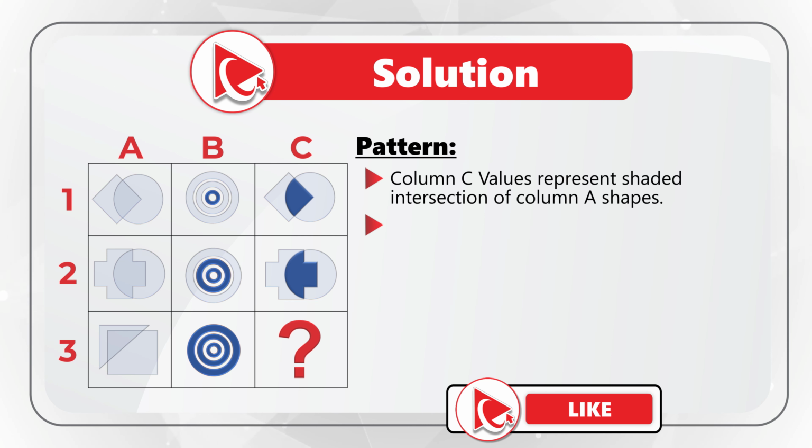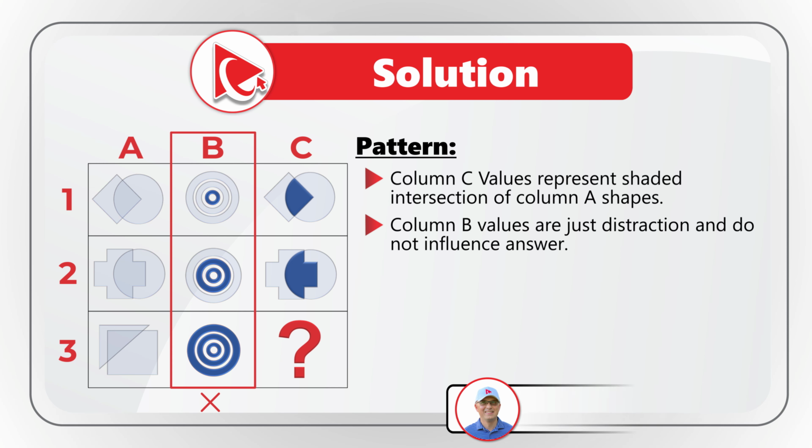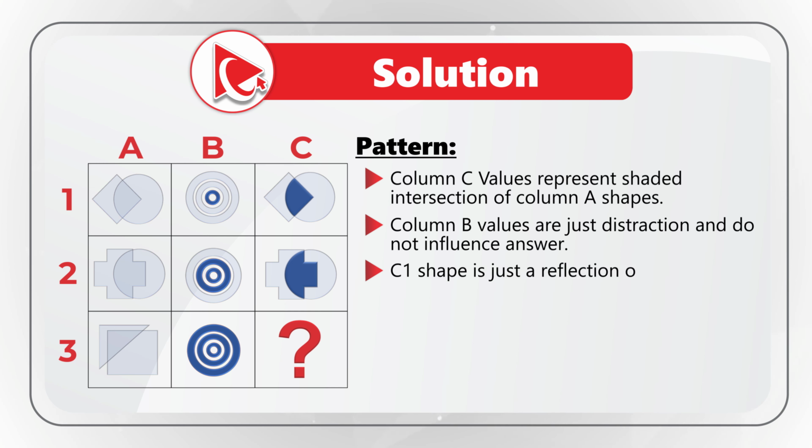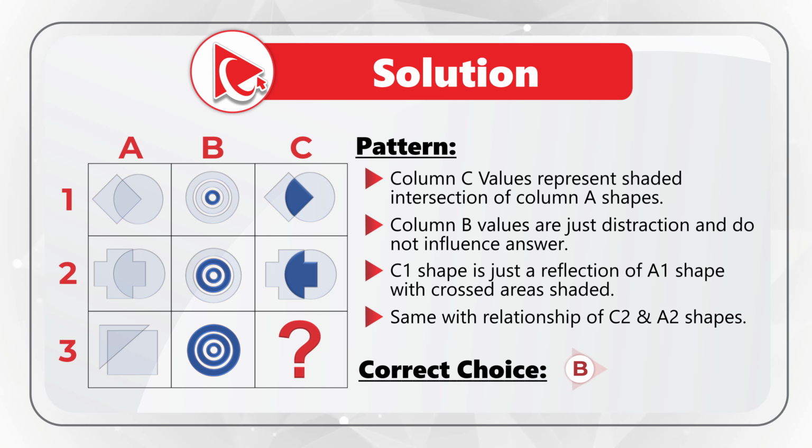And considering this, column B values are just a distraction and do not influence the answer in any way. For example, C1 shape is just a reflection of A1 shape with the crossed shaded areas. Same with the relationship between the C2 and A2 shapes. Considering this, the correct choice here is choice B, where triangle and square are intersecting, and there's a shaded gray area on the intersection. Do you have a better solution? Please make sure to post it in comments.